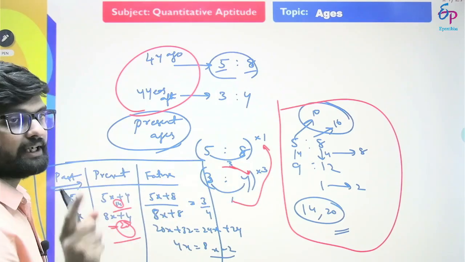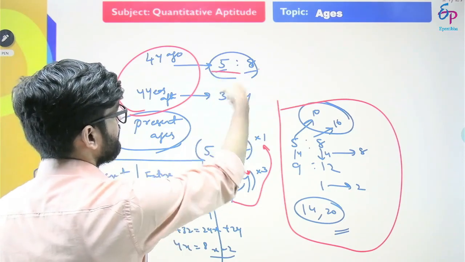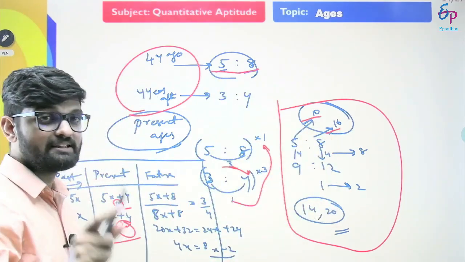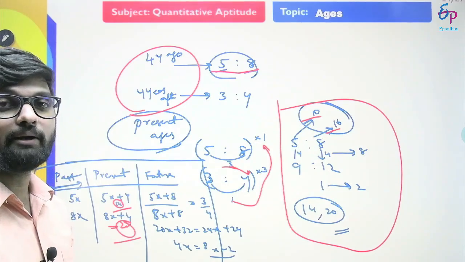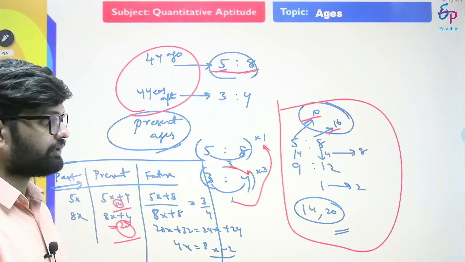But please be careful, they will ask you to find the present ages. Most people will stop at this point and put 10 and 16 as the answer. But 10 and 16 are the ages of A and B 4 years ago. 4 years ago 10 and 16 means now it will be 14 and 20.